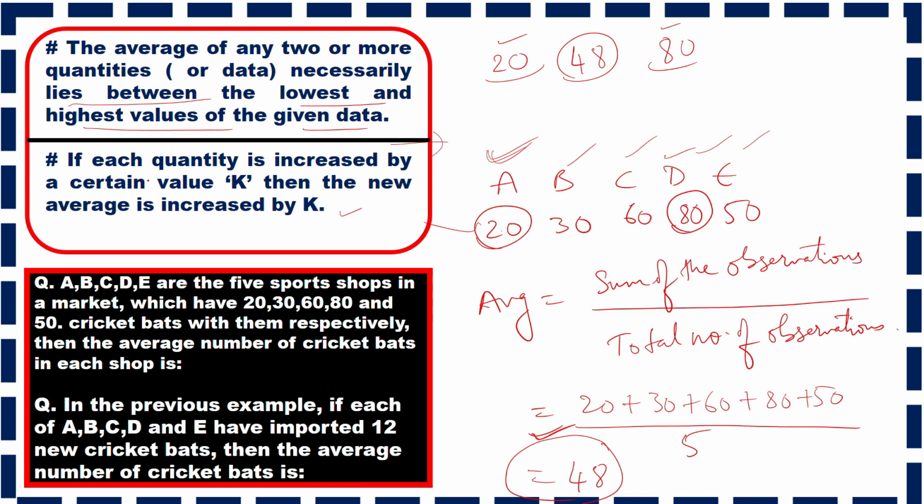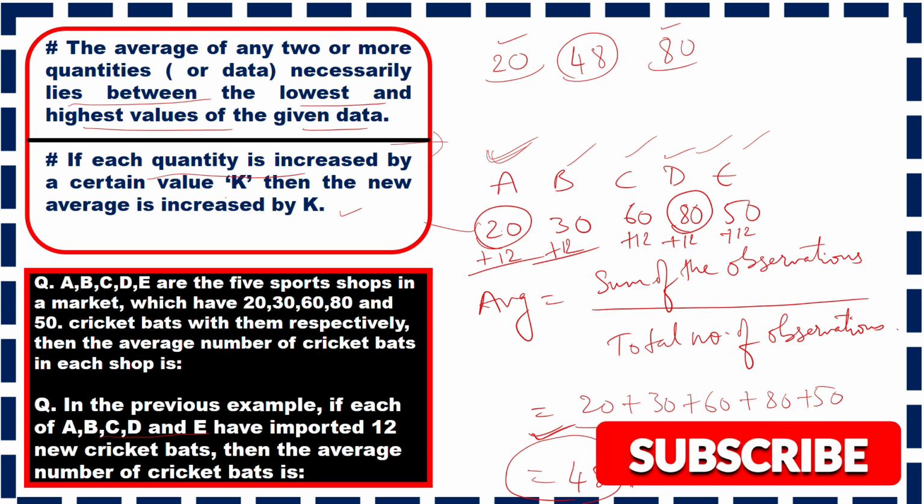Consider the second property. If each quantity is increased by a certain value k, then the new average is increased by k. What does this mean? Here we have 20, 30, 60, 80 and 50. In the previous example, if each of A, B, C, D and E has imported 12 new bats, then what is the average of cricket bats? A imported 12 bats, B also imported 12, and each and every shop imported 12 bats. Now what happens to this average? This average will also be increased by 12.